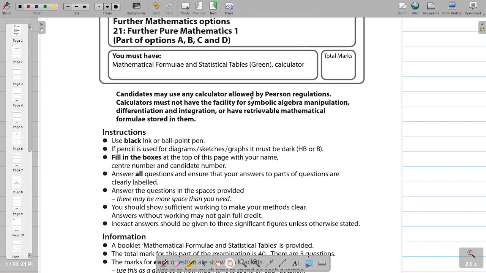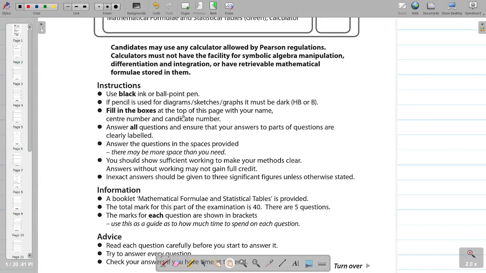Candidates must use any calculator allowed by personal regulations. I'm pretty sure mine is allowed. Calculators must not have the facility for symbolic algebra manipulation, differentiation, integration, or retrievable mathematical formulas stored in it. AKA, don't try to cheat by typing in derivatives and integrals into your calculator. Instructions: use black ink or ballpoint pen. We're going to use it. I'm using a mouse. The pencil is used for diagrams and sketches. Okay. Fill in the boxes at the top of this page.